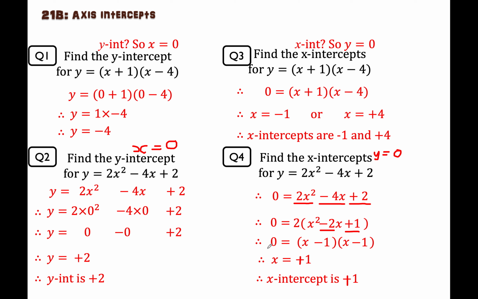1 take 1 will give me an answer of 0. So that's the answer. There is only one X intercept. When it says find the X intercepts, it's a little trick question, isn't it? Because there's only one. I'll show you what that looks like and why that's the case.